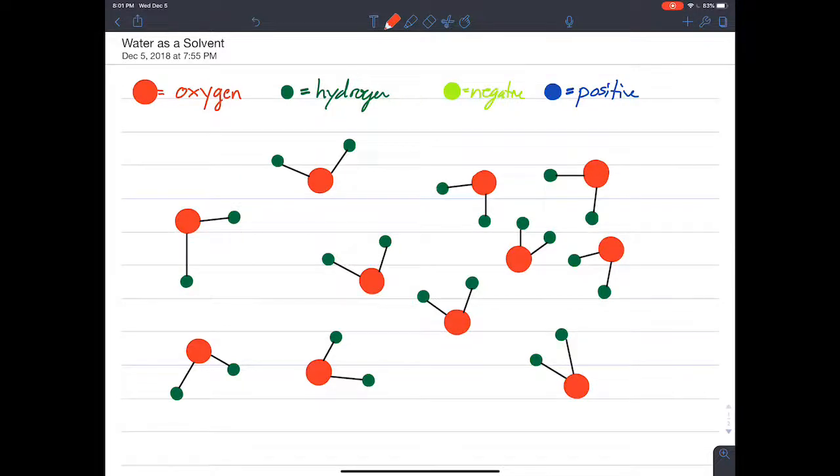Right now, we're hot. We're popping them out. Water as a solvent. Let's go. Still no intro. So, water as a solvent.